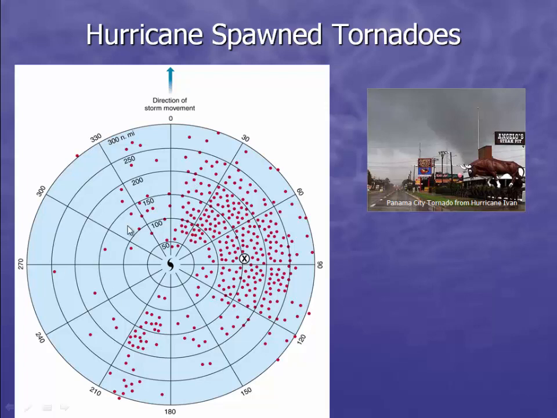You can imagine all of that air that's spinning in the eye wall. All you have to do, just like an ice skater pulling her arms into the center, is stretch that spin a little bit, and you can get a tornado to form.